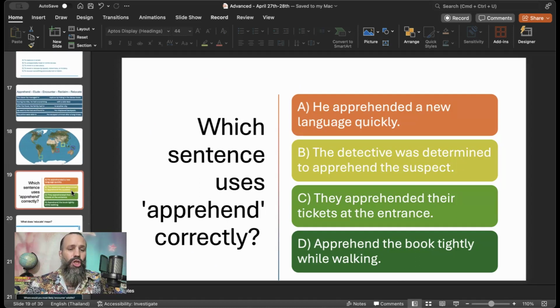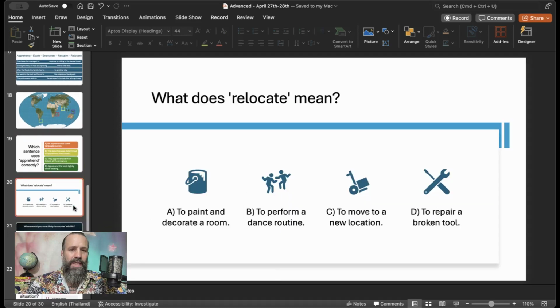Which sentence uses apprehend correctly? Go ahead and read them. He apprehended a new language quickly. The detective was determined to apprehend the suspect. That one sounds good to me. And next one is, what does relocate mean? To move to a new location.